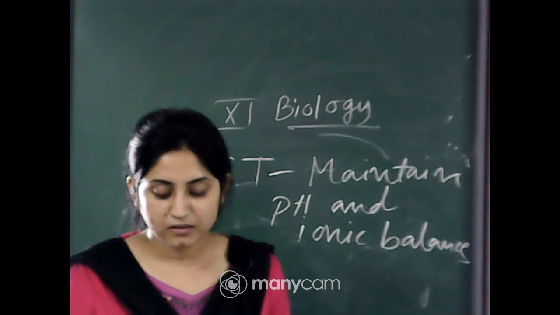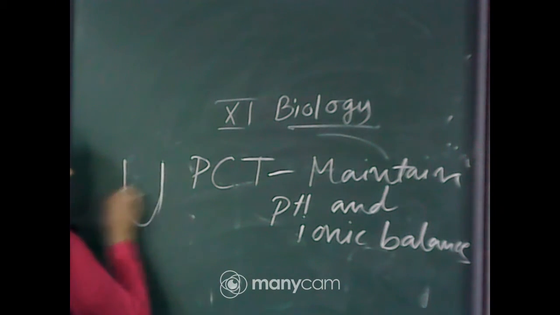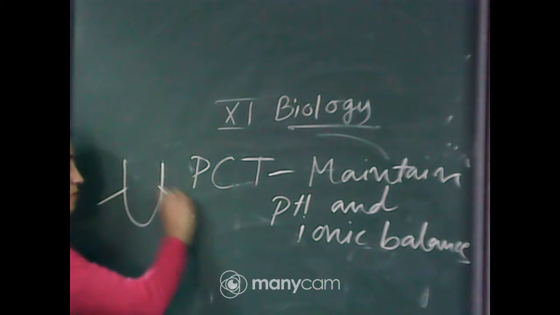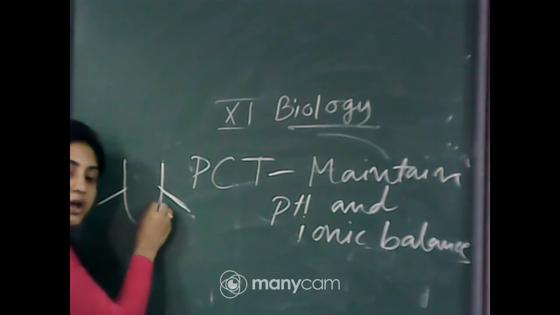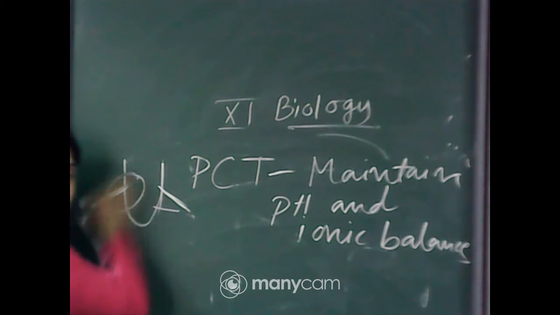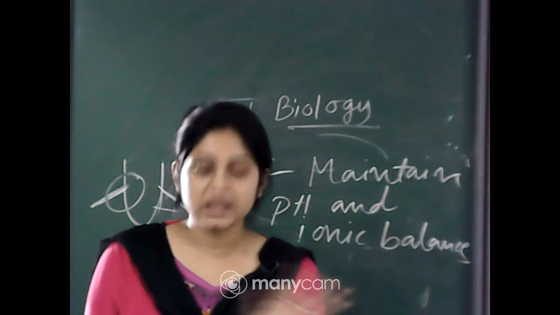You know that the loop of Henle is a hairpin-like structure with an ascending limb and a descending limb. The descending limb is permeable to water, meaning it helps in the reabsorption of water. But the ascending limb is impermeable to water, and it only transports the electrolytes.